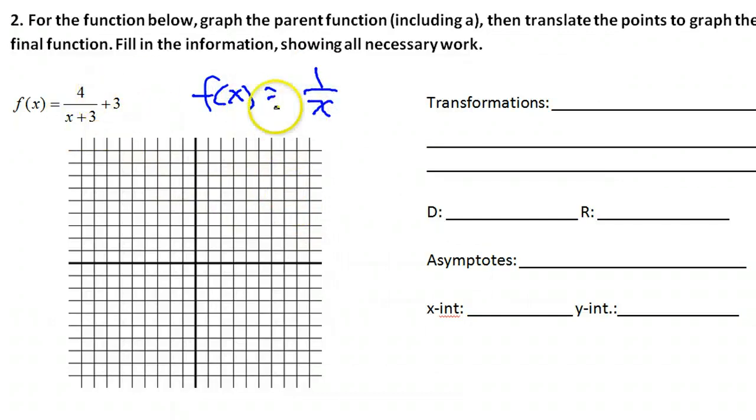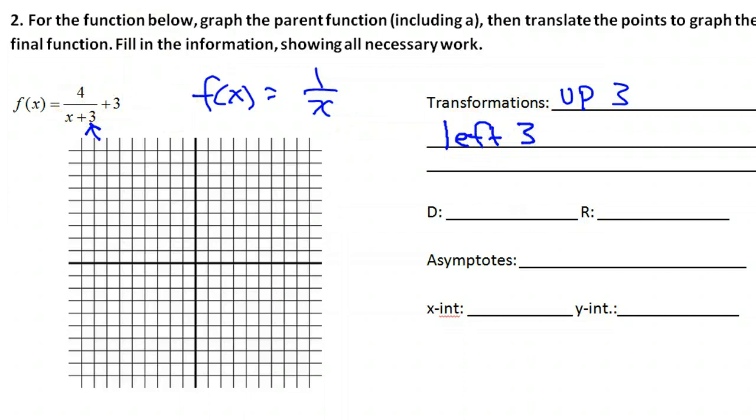Now, compared to that, we have three transformations. The plus 3 on the end here, that's a shift up 3. It's a vertical translation. Then there's this 3 right here. That puts us inside the function, and that's going to be either a left or right motion, and it's the opposite of what you might think. So plus 3 will actually send us to the left 3.